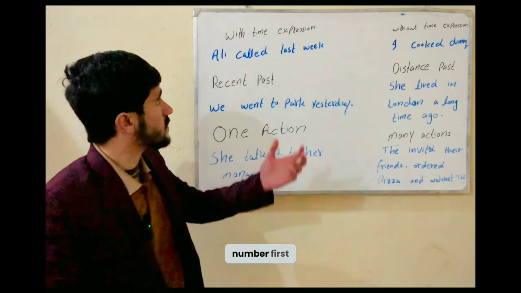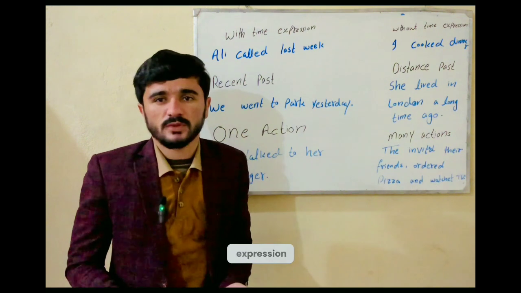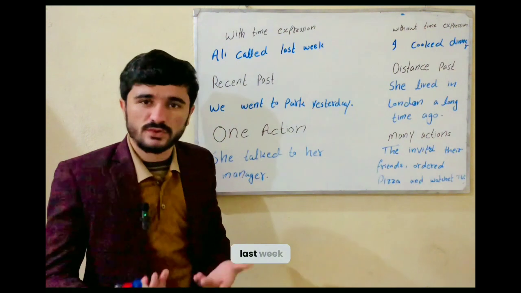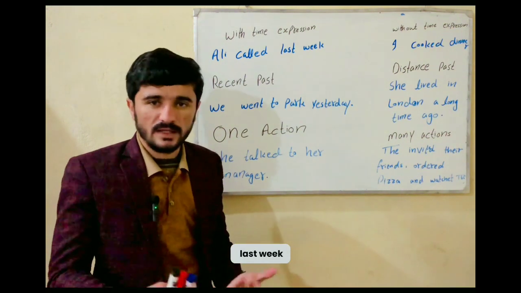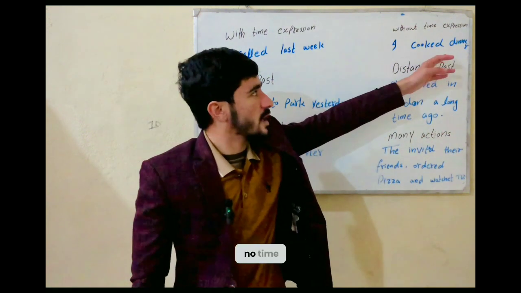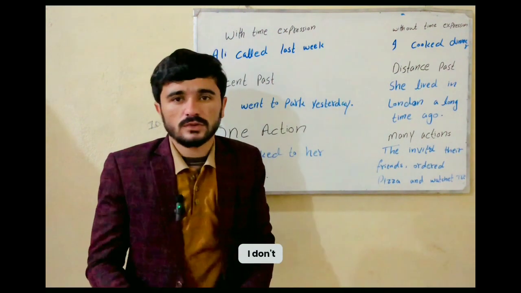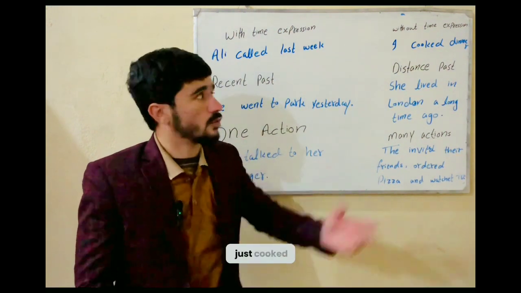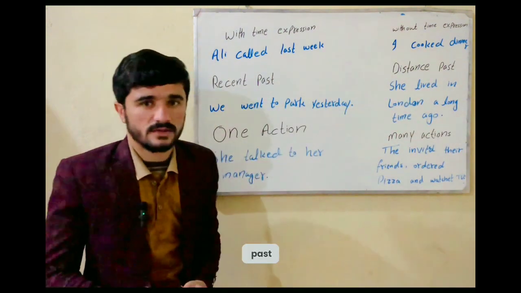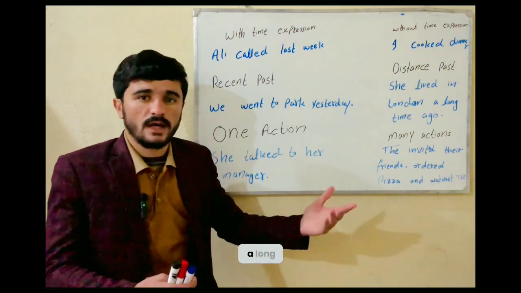Number one, with time expression and without time expression. With time expression we show the time, for example, Ali called last week, last day, last night, whatever. And without time expression there is no time. So, I cooked dinner. I don't know when I cooked dinner, but I just cooked dinner. And the recent past and distant past. Recent past is a short time ago, and distant past is a long time ago.